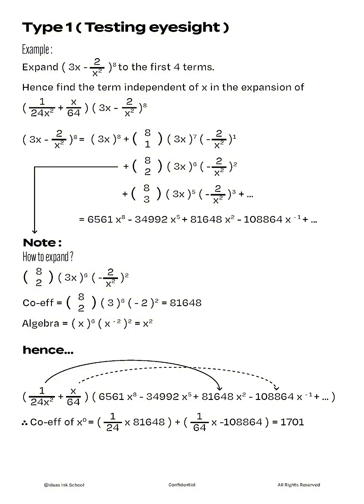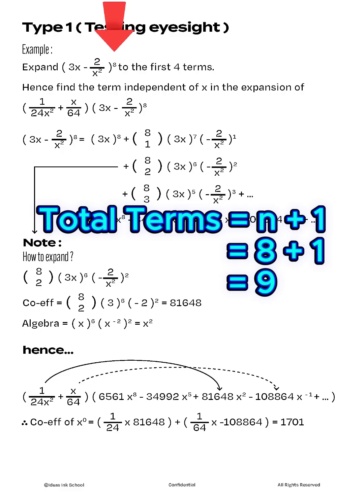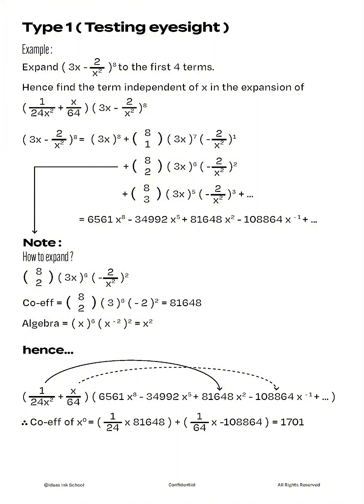But if you're curious how many total terms are there, you look at the original power. The original power is 8, right? So we add 1 to it. That means that the binomial expansion will have a total of 9 terms if you want to go all the way to the end. But we don't need to do it because the question only asks us to the first 4 terms.